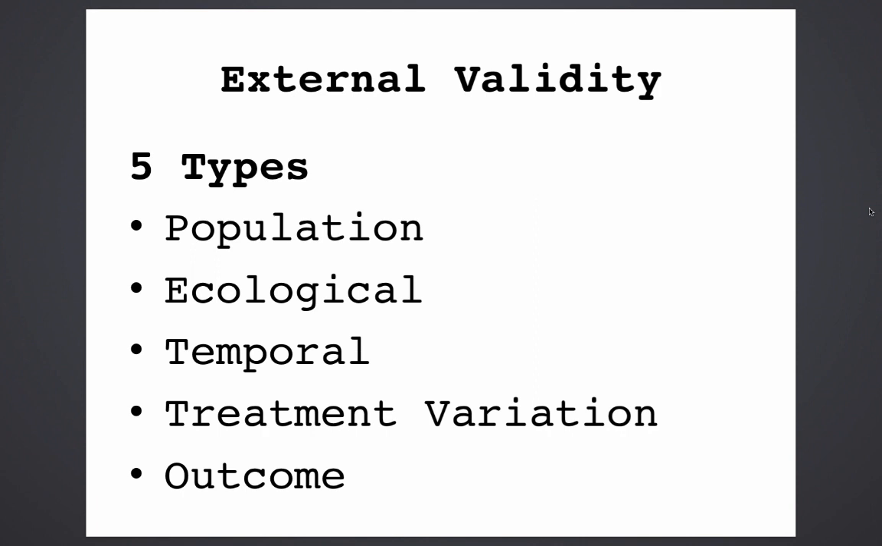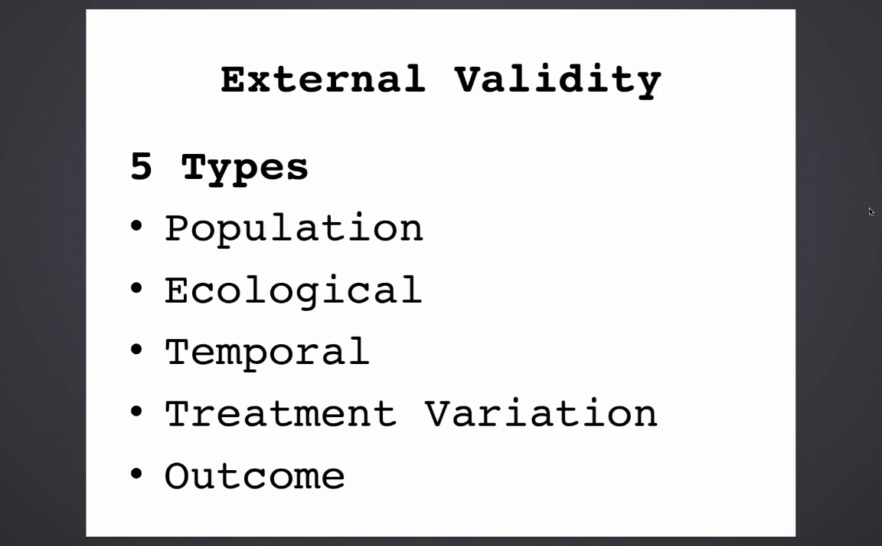So treatments are often very carefully designed, meticulously designed. So then there's treatment variation. And this is an interesting one because we design our treatments with the intent of them having the effect we expect to see. And so any slight variation in the treatment might make it so that the treatment doesn't have the effect we expect. So outcome validity.